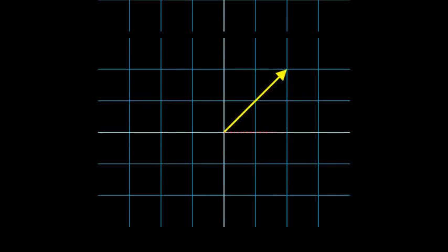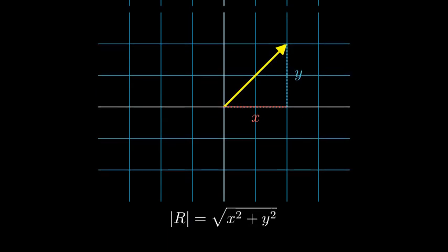We can also add vectors using components. Each vector can be broken down into its x and y components. Then we add the x components together and the y components together. Finally, we use the Pythagorean theorem to find the magnitude of the resultant.